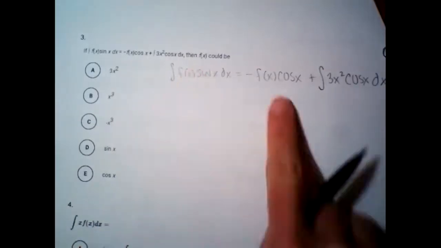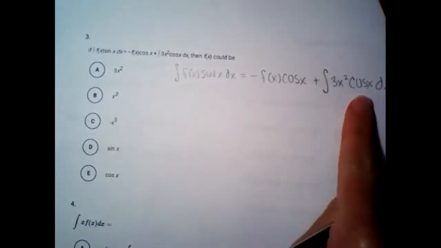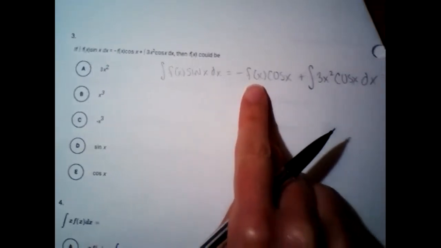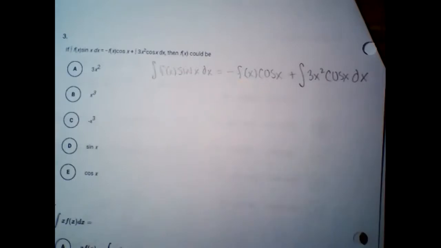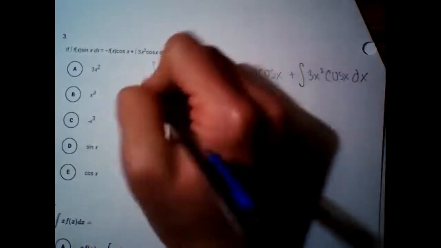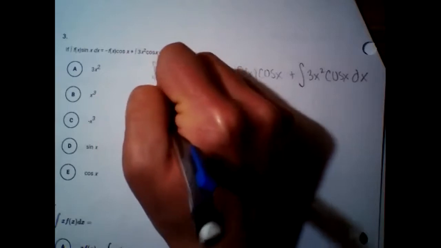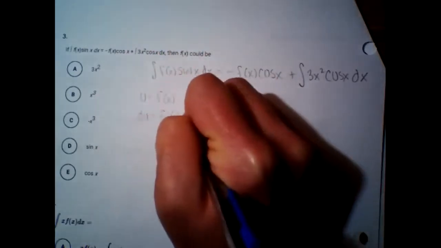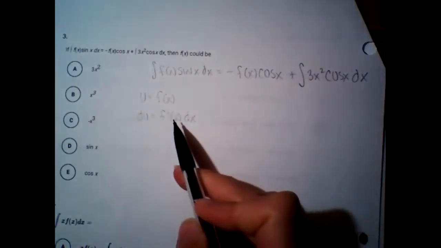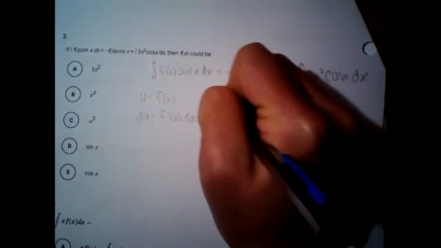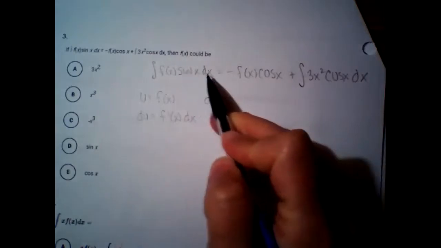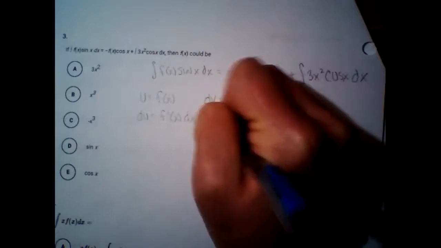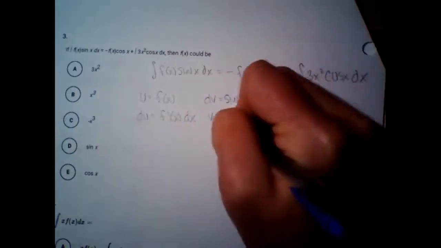So they've kind of done the integration by parts for us. It's just we don't know what this f of x function is, and that's what they're asking us, what could that equal? So we're going to let u be the f of x, and so du, I don't know what that function is, but its derivative would be f prime, and then the dv is going to be the sine of x dx. And so that antiderivative is negative cosine of x.